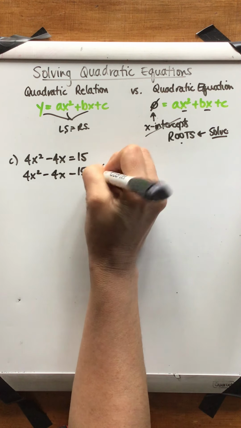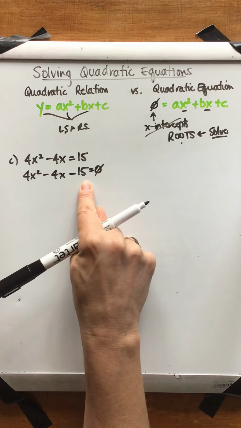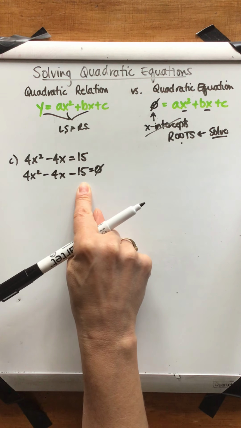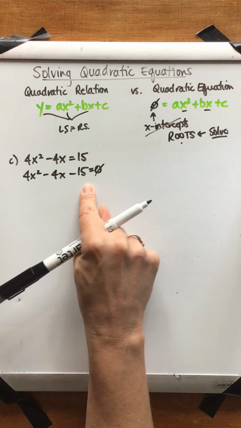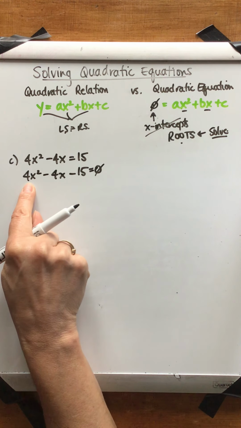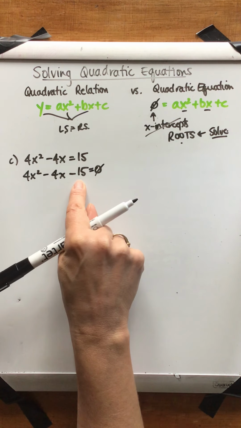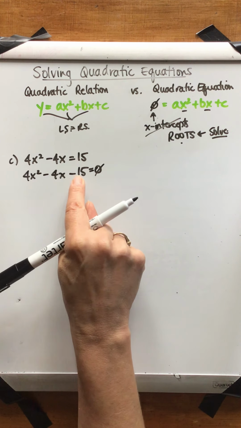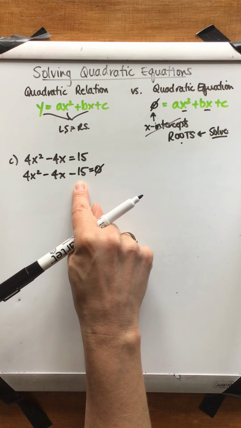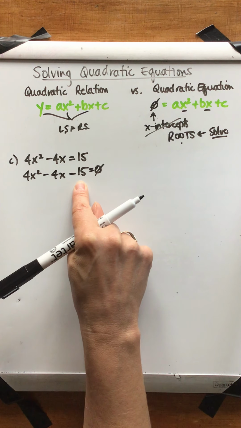Now I've got something here in trinomial form that I can try to factor. So is there a greatest common factor? No. I'm left with a trinomial. Is it a perfect square trinomial? Well, 4x squared is a perfect square, but negative 15 is not. So it's already failed one of the 3 PST tests, so I can't factor it as a binomial times itself.